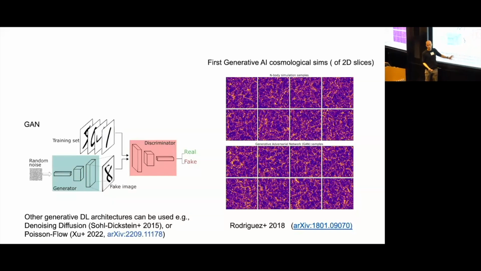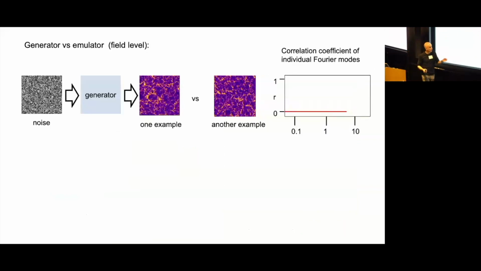There's diffusion, which I'll show some examples from. There's also a newer Poisson flow model, and there may be some other ones as well, right? But they are all generative models. And as generative models, I'd like to draw the distinction between a generator and an emulator, in this context. For our definition, we'll say a generator is something that starts with random noise of some sort, and then it produces an example of something that's generated, right?